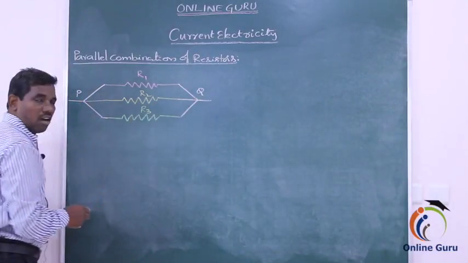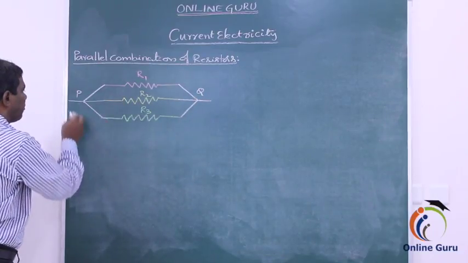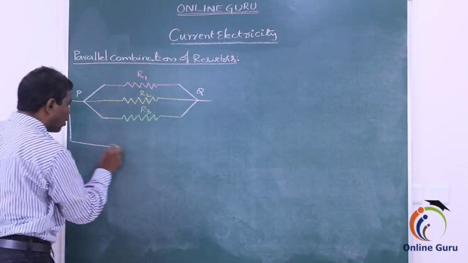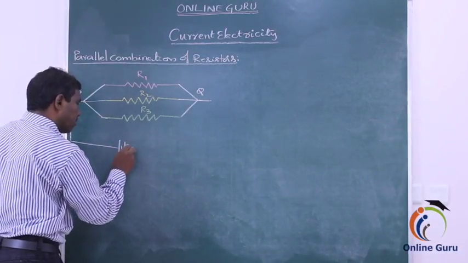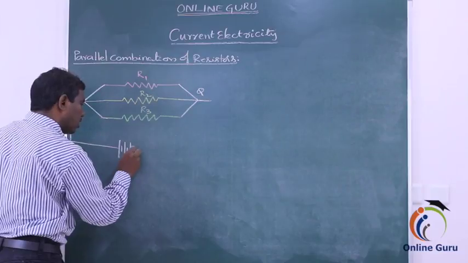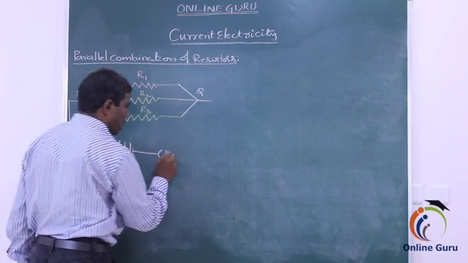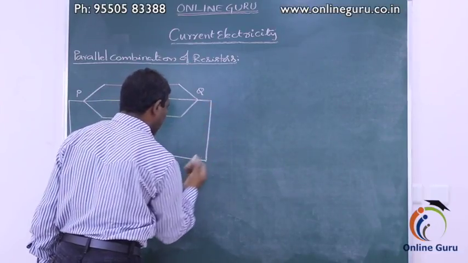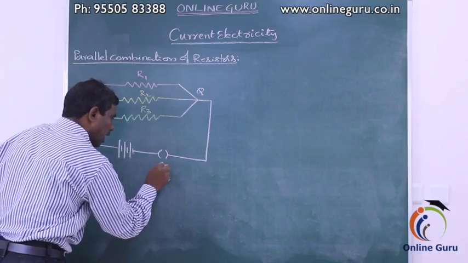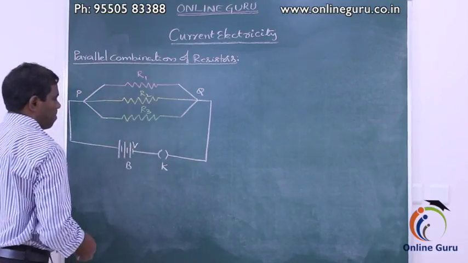Such a parallel combination is connected across a cell or battery of EMF E through a plug key K. So this is the key K and the battery B of potential V.